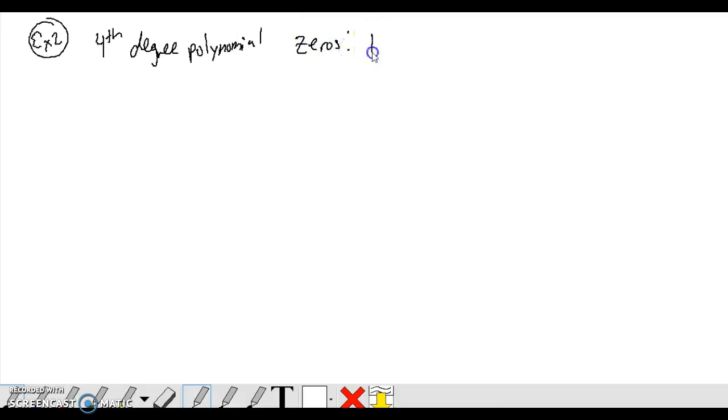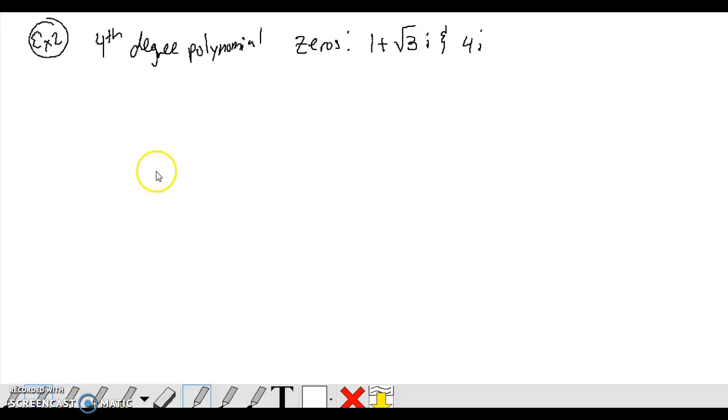All right, so let's try a harder one. Let's call that example 2. I want a 4th degree polynomial. This time the zeros are going to be 1 plus root 3i and 4i. If you want to pause it at any point, feel free.